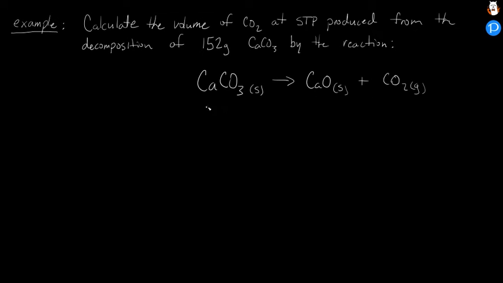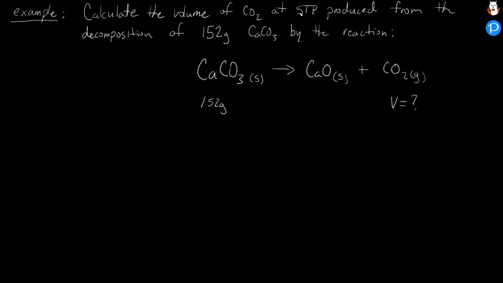They tell us that we have 152 grams of this CaCO3 here, and they want us to figure out what the volume is. What's the volume of gas that I'm going to create from this decomposition reaction? If I'm starting with 152 grams of solid CaCO3, some calcium carbonate, and it decomposes, how much CO2 gas am I going to make? What's the volume specifically is what it's asking for here.